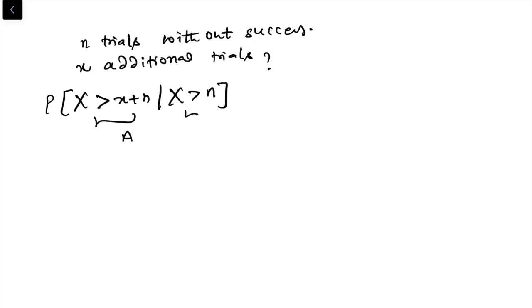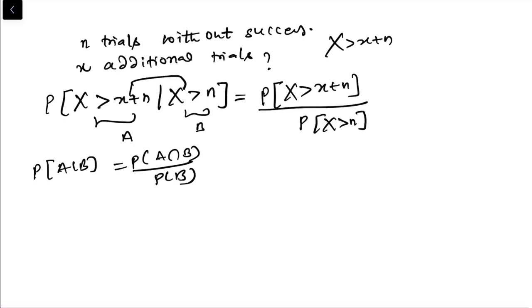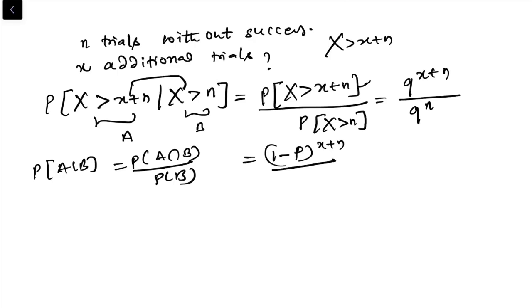Now you can consider this a and this b. We know the formula: a given b is probability of a intersection b divided by probability of b. Now the intersection between these two events is simply X is greater than x plus n. So probability X is greater than x plus n divided by probability X is greater than n. And this thing is q to the power x plus n, right? Failure. And this is q to the power n. We can also write this as 1 minus p to the power x plus n over 1 minus p to the power n. If we simplify this, we'll get 1 minus p to the power x, which is probability X is greater than x. And we can read this as the probability that more than x trials are required.